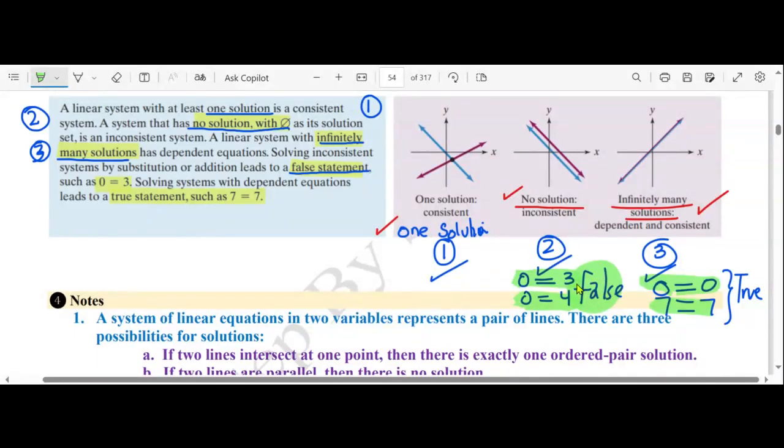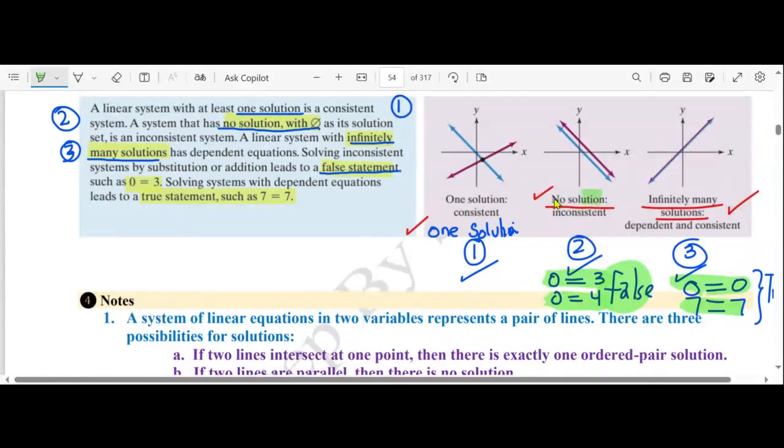So when you do substitution and you get the answer is false, that means what? There is no solution. Please give him a big hand. He tried.